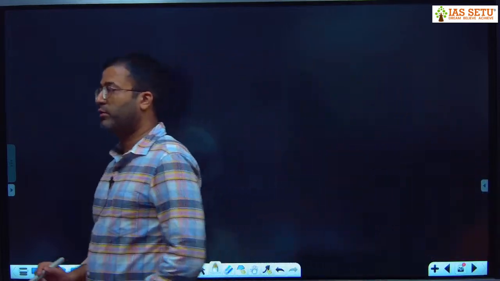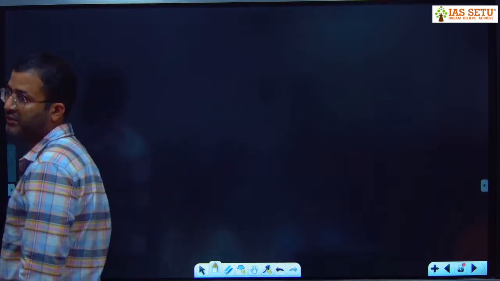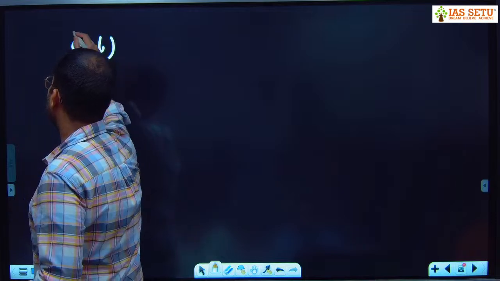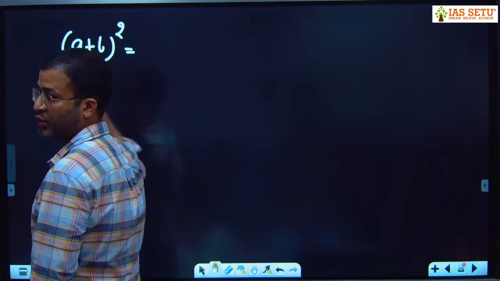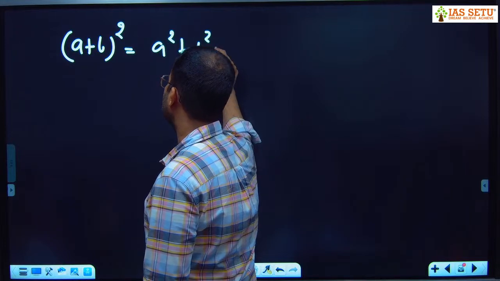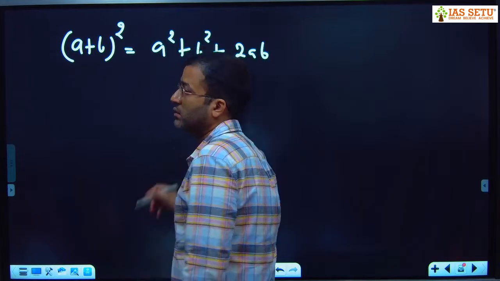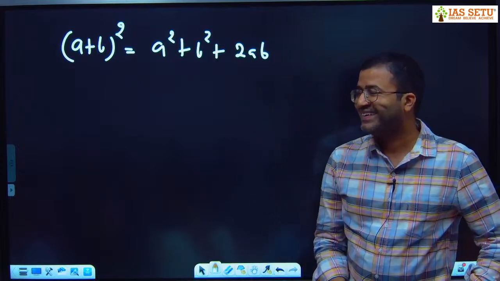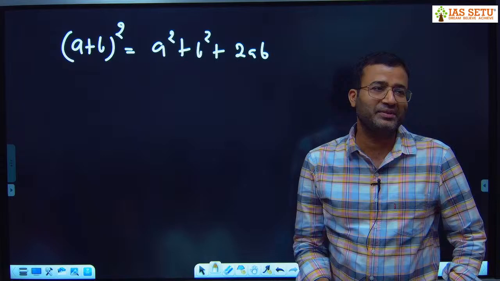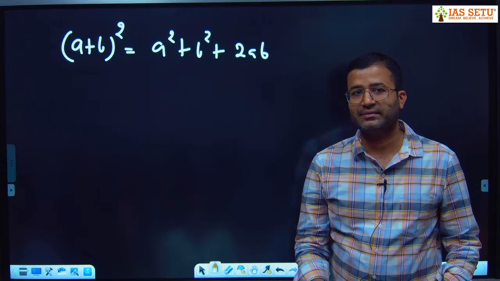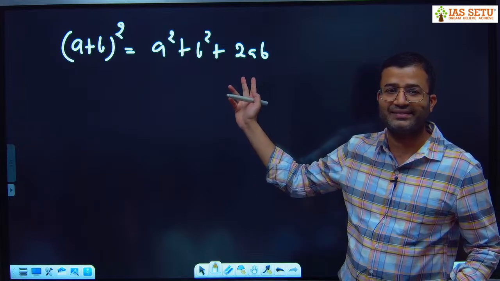Next one, small topic based on quadratic equation. School day, 6th standard, you might have learned this, (a plus b) whole square. English medium student, a square plus b square plus 2ab. हिंदी मीडियम स्टूडेंट, a का वर्ग, b का वर्ग, 2ab एक्स्ट्रा आ रहा है ना? Yes.